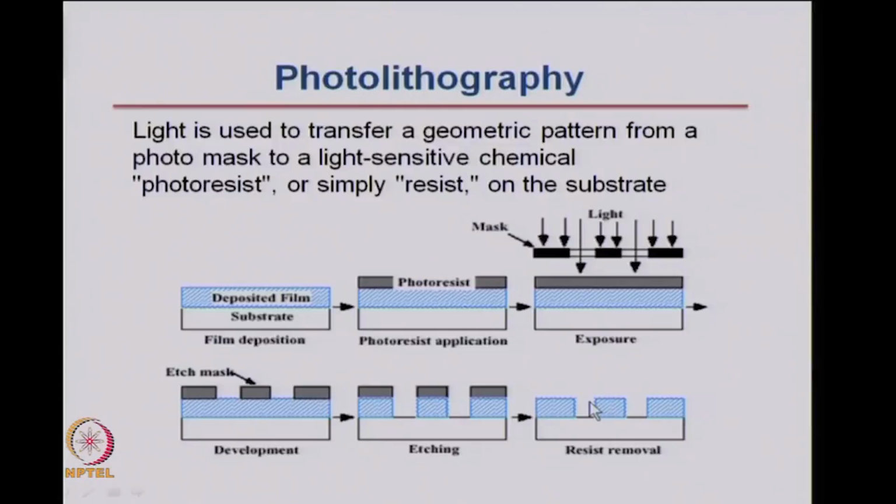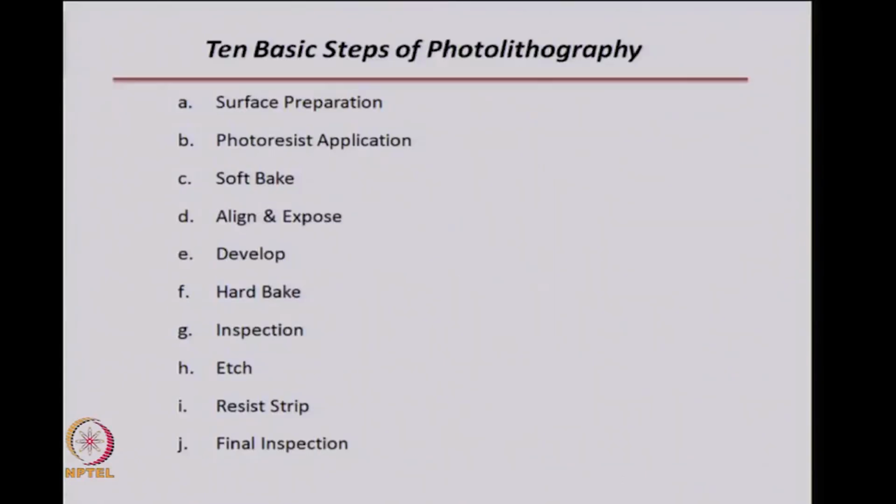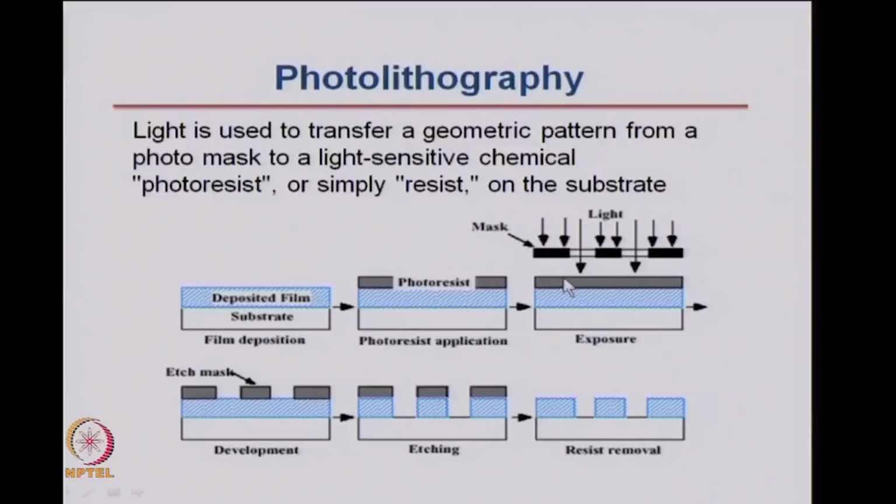So, you have made a patterned structure using photolithography. The various steps, which we already went through, with some more details, are that you have to prepare the surface of the substrate, clean the substrate, then apply the photoresist, then bake it, a soft bake, that means a little bit of temperature, and then you have to align the mask. The mask has to sit exactly on top of the film where you want.